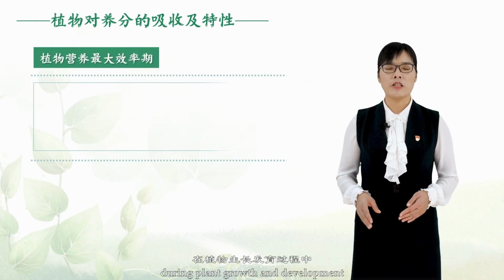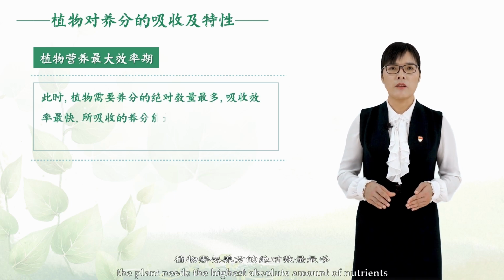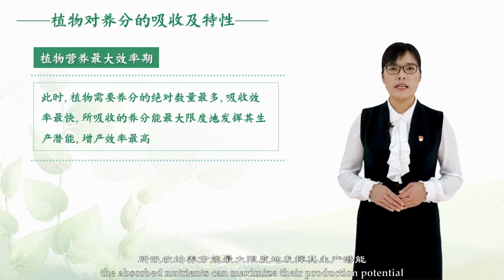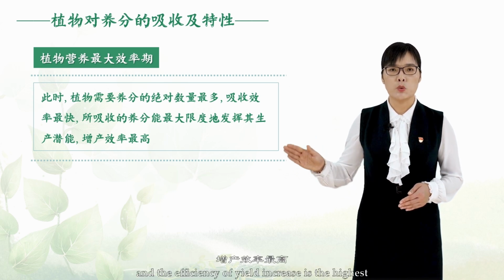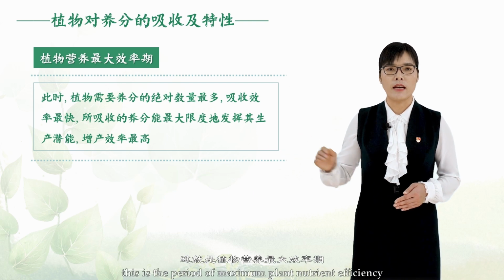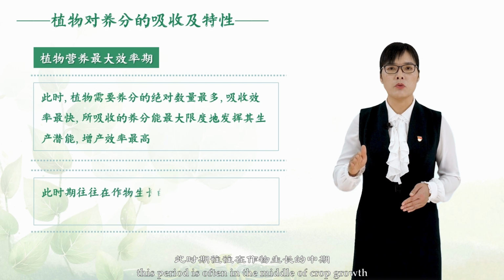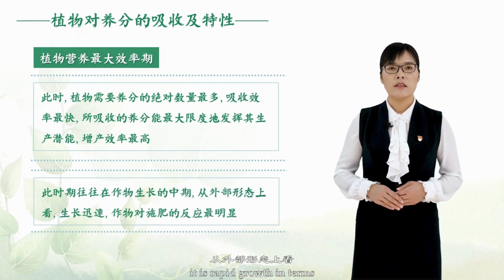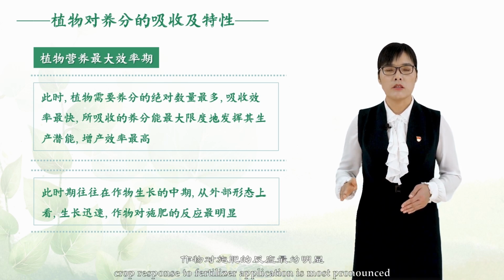During plant growth and development, there is another period in which the plant needs the highest absolute amount of nutrients. The absorption rate is the fastest. The absorbed nutrients can maximize their production potential, and the efficiency of yield increase is the highest. This is the period of maximum plant nutrient efficiency. This period is often in the middle of crop growth. It is rapid growth in terms of external morphology. Crop response to fertilizer application is most pronounced.